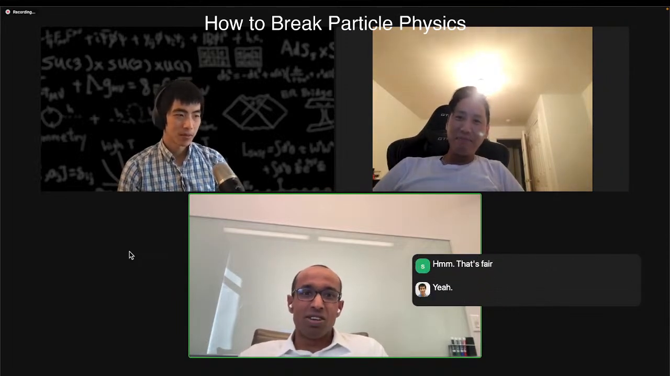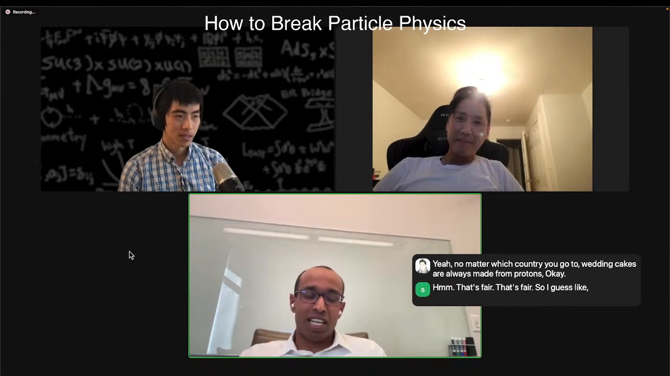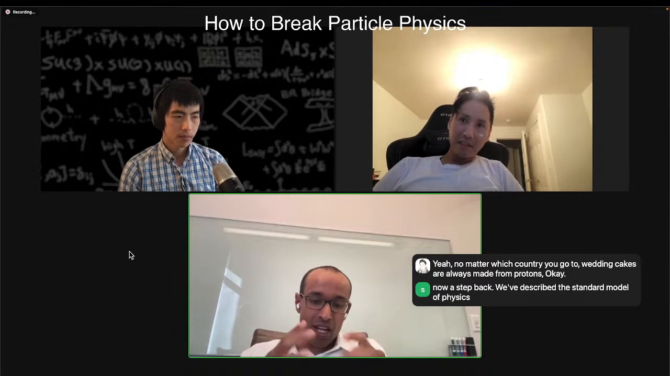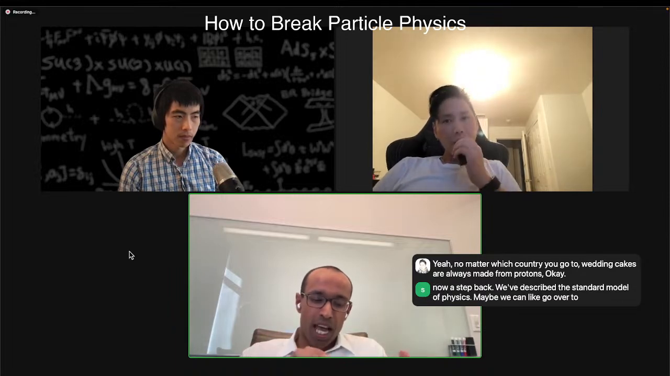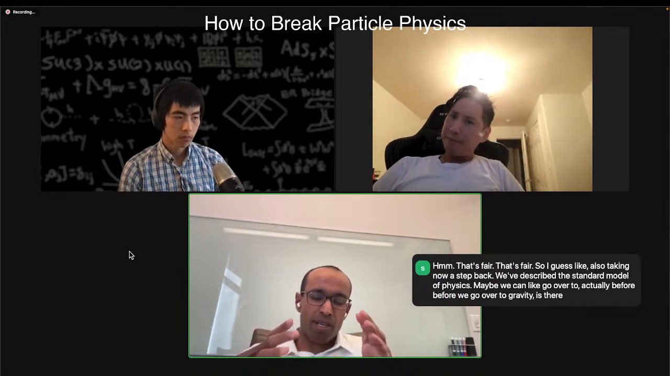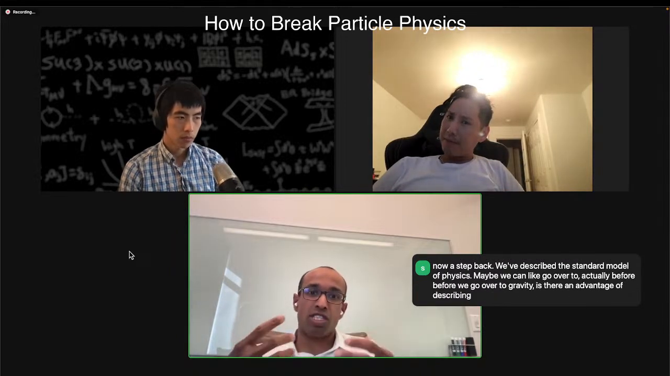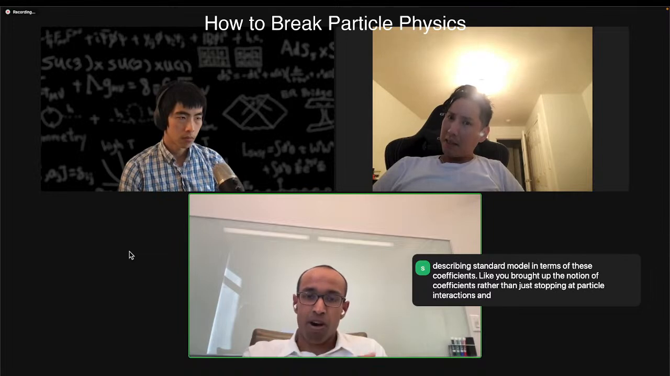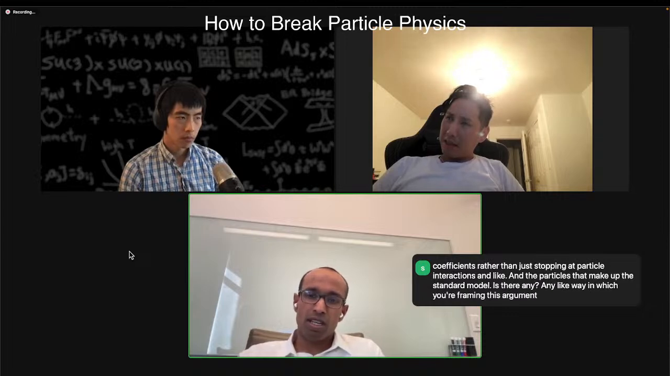That's fair. So, having described the standard model of physics, before we go over to gravity, is there an advantage of describing the standard model in terms of these coefficients? You brought up the notion of coefficients rather than just stopping at the particle interactions and the particles that make up the standard model. Is there a way in which you're framing this argument?